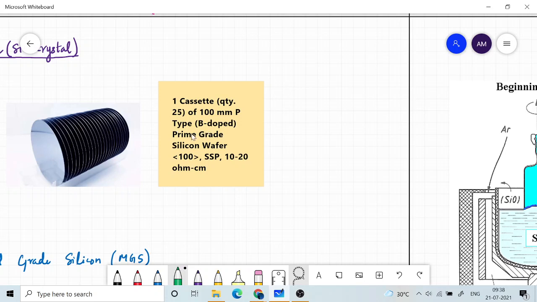Okay, so these are some of the most important parameters of a wafer. So its diameter, and then what kind of doping, then wafer orientation, and finally the resistivity. Okay, ohm centimeter is the unit of resistivity. So doping level will determine this. From the doping level you can find out what the resistivity is going to be, or from resistivity you can calculate the doping concentration.